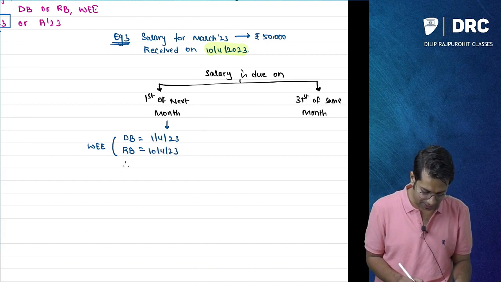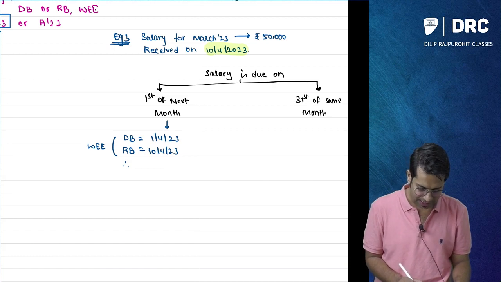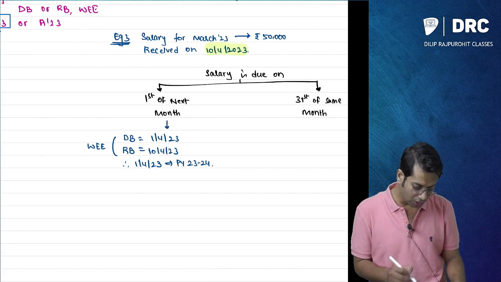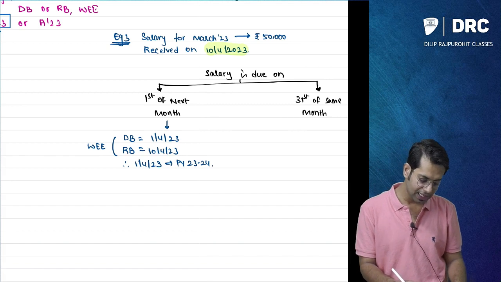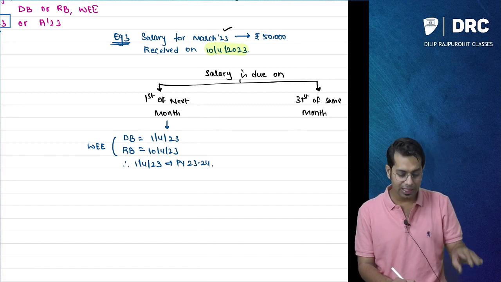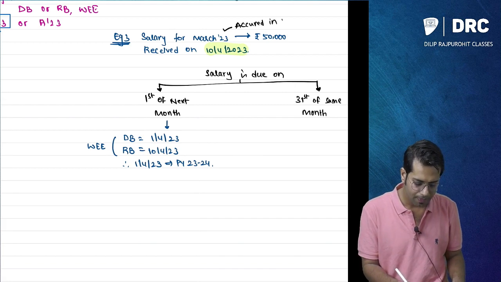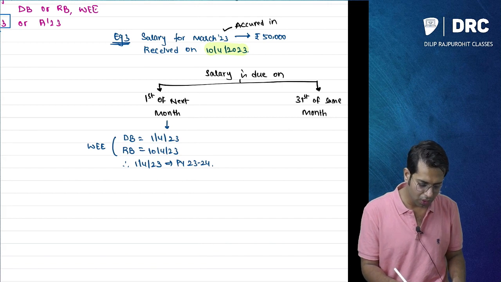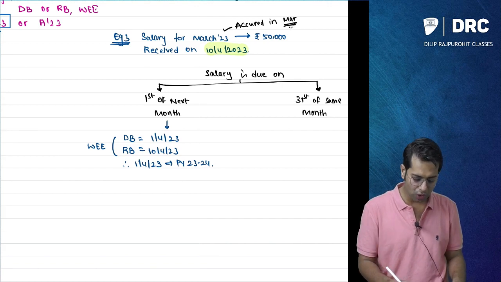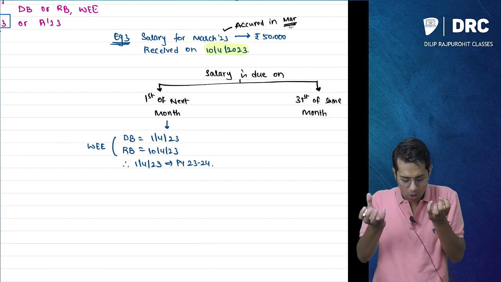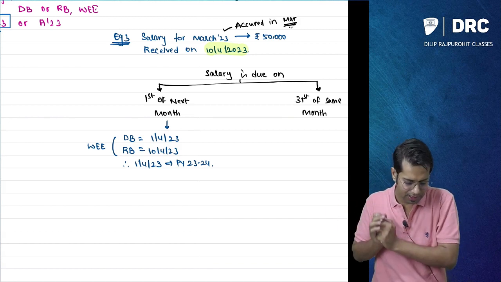Therefore can I say salary is taxable on 1st of April 2023, which is previous year 23-24. Please understand this carefully. Though this is the salary for the month of March 23, though it is accrued, can I say it is accrued in March? This is a new word which I am using now. Because it was due on 1st of next month, I am going to take due date or receipt date, whichever is earlier. It is 1st of April.